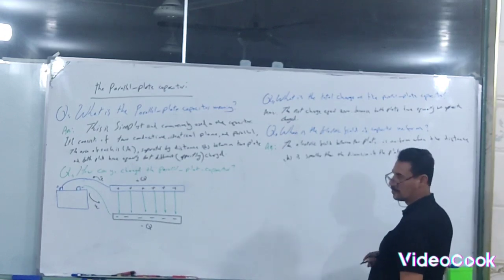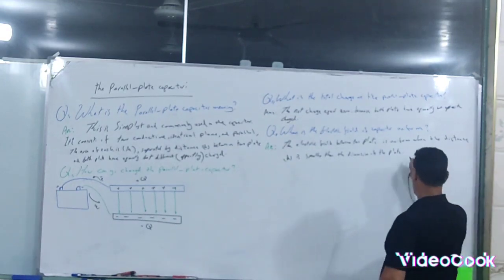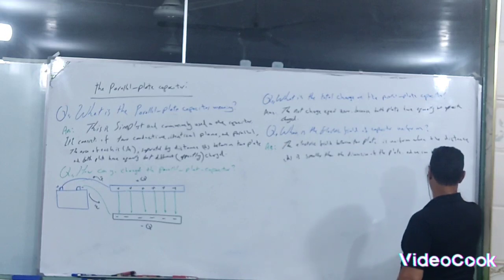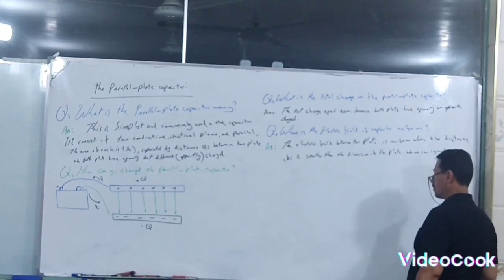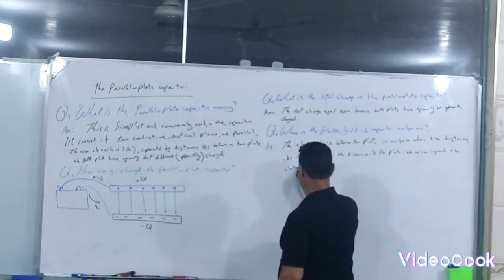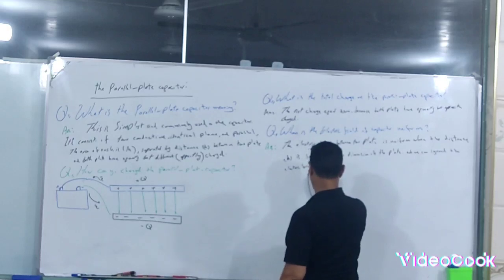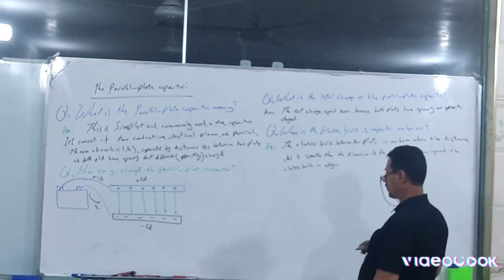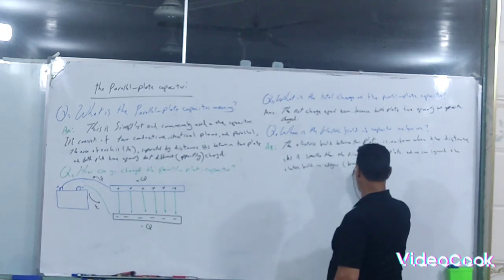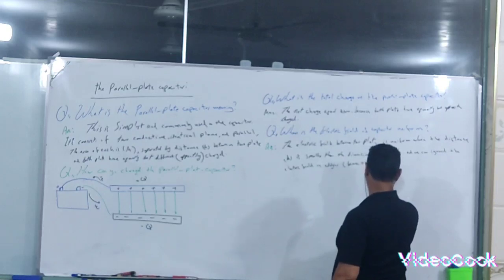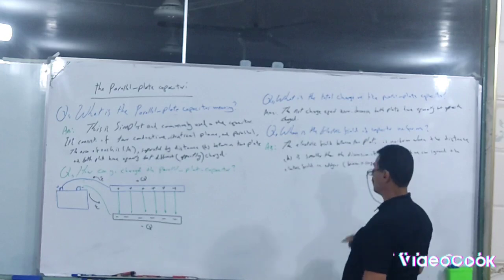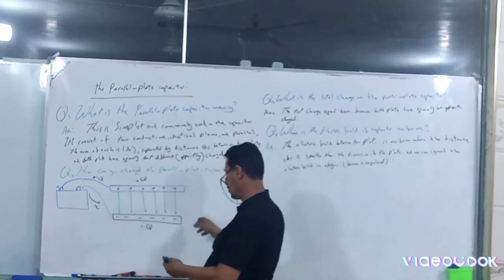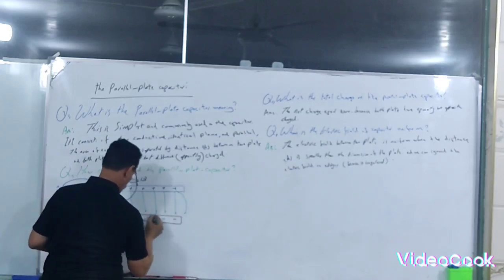We can ignore the field lines on the edge of the parallel plate capacitor, because they are not uniform at the edge of the capacitor. Therefore, we can ignore these lines at the edge. From the figure, we can see the uniform electric field, and we ignore the electric field at the edge of the capacitor.